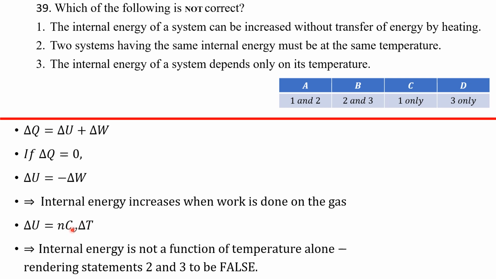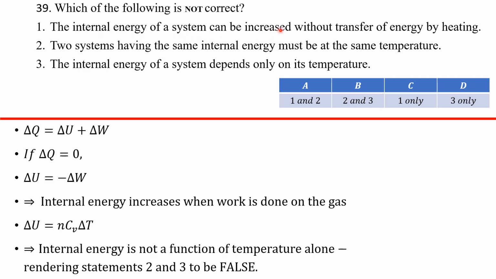Heat capacity at constant volume, if you're expanding the gas at constant volume, and then the number of moles of the gas, which you notice here is also a function of the mass of the gas. Okay, we want statements 2 and 3 to be false. Two systems having the same internal energy must be at the same temperature. That's not true. If they have different masses, they can exist at different temperatures but still have the same internal energy. The internal energy of a system depends only on its temperature. That's not true. It also depends on its mass. So that's why 2 and 3 are off.